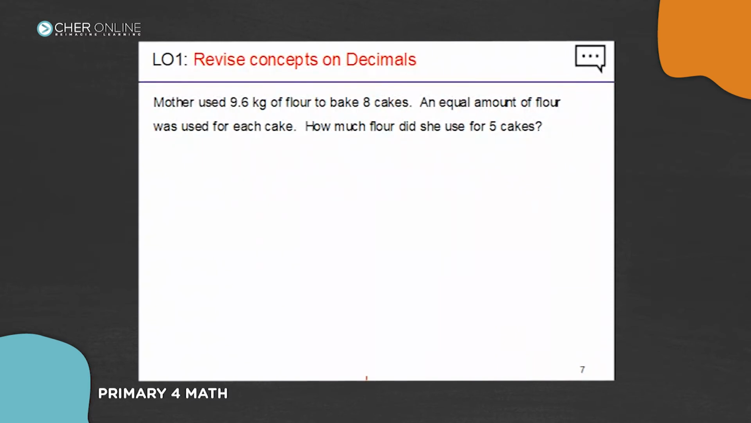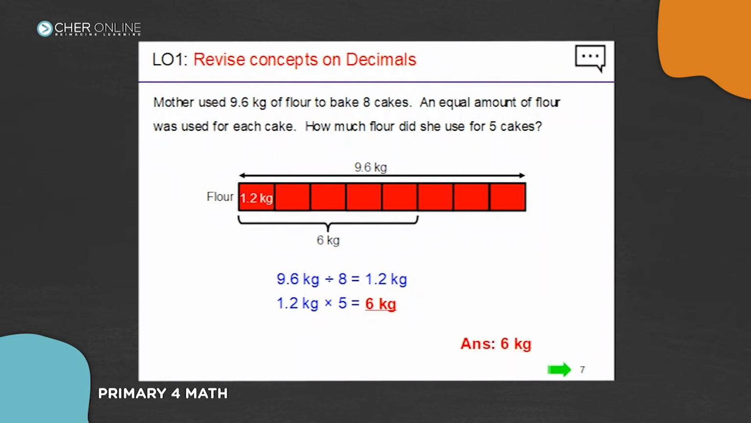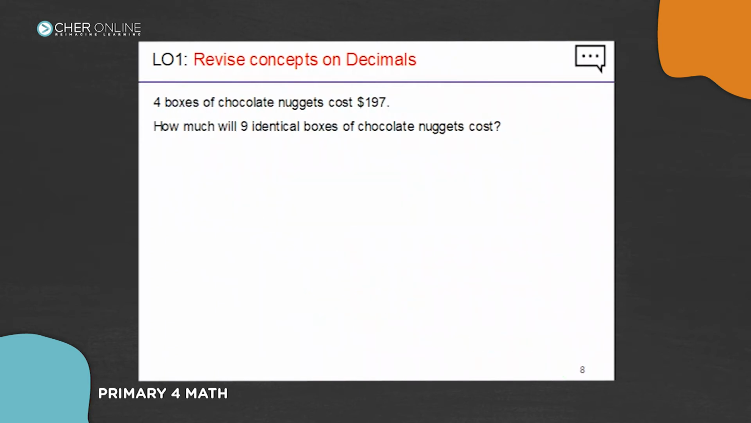Mother used 9.6 kg of flour to bake 8 cakes. An equal amount of flour was used for each cake. How much flour did she use for 5 cakes? So 8 cakes, she used 9.6 kg. So 1 cake, she used 1.2 kg. Right? So 5 cakes, she will use 1.2 times 5. That gives us 6 kg. Okay, easy? Okay, the second question I'll let you try.